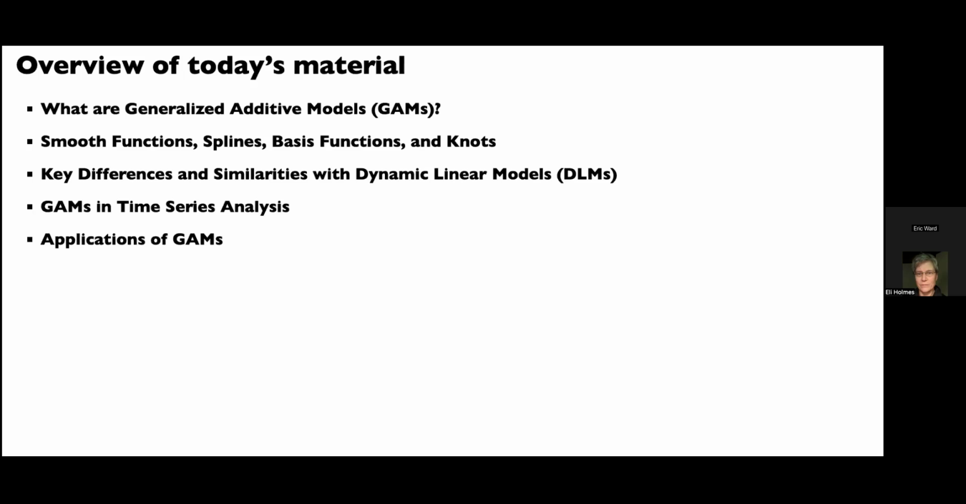Just to outline the path we're going to go through today: a quick overview of what generalized additive models, or GAMs, are. We'll talk about some of the jargony terms, so what are these basis functions and smooths and knots and things like that? Differences and similarities between GAMs and dynamic linear models, and how they can both be set up, if you're careful, to do the exact same thing. Next, we'll talk about GAMs and time series analysis and then move on to some applications of GAMs.